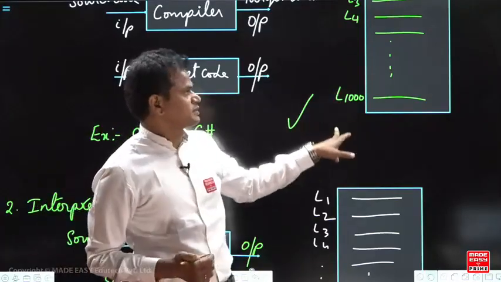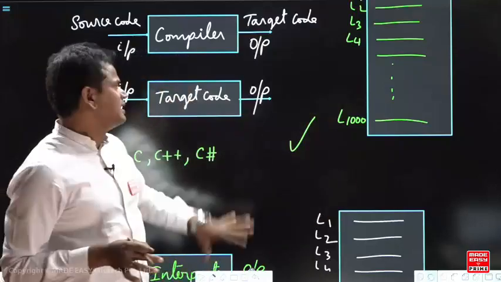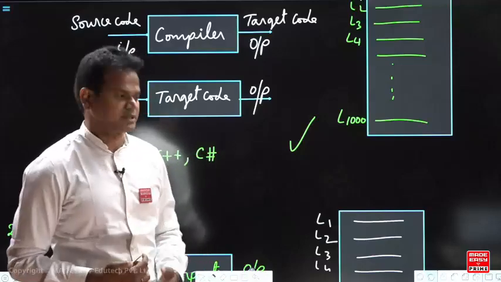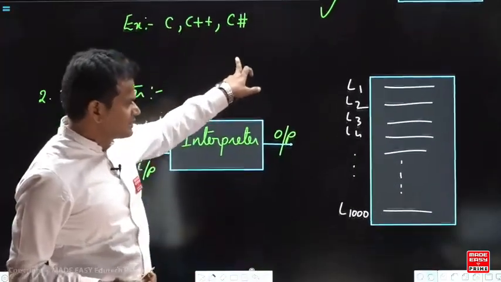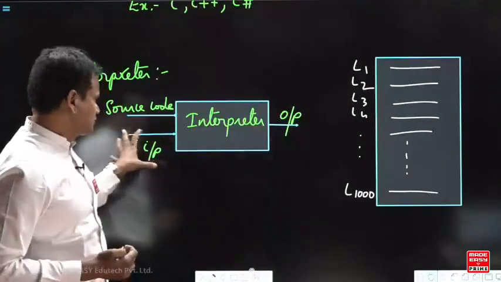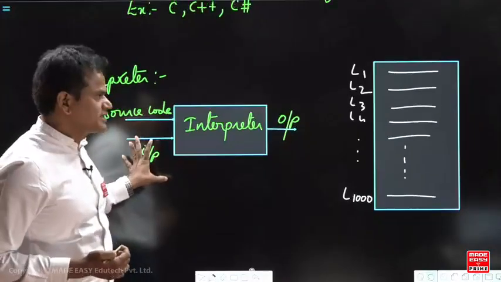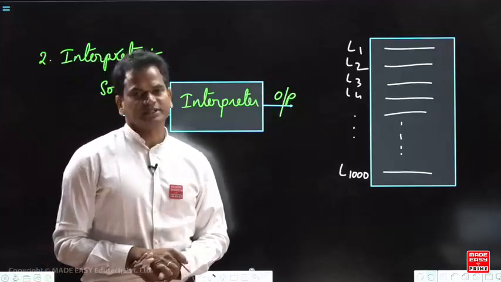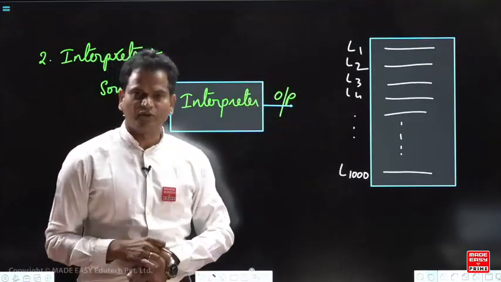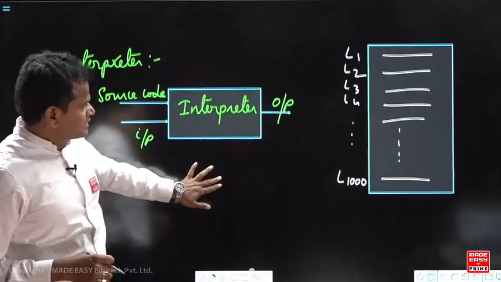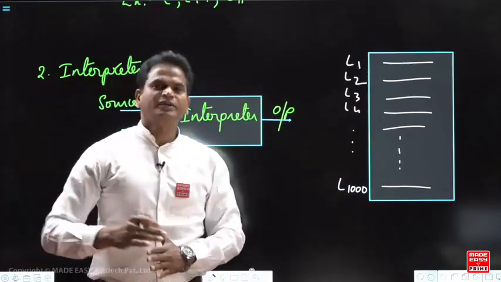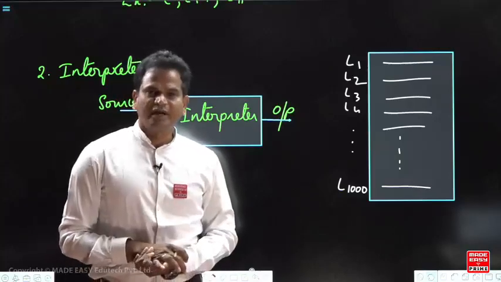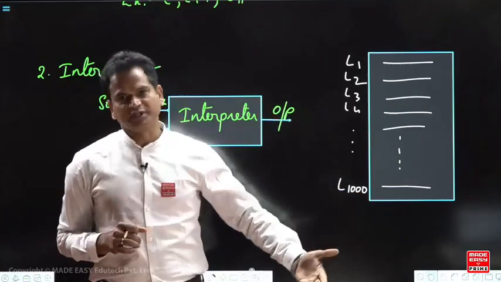And it is an offline process. Once you get the object code, for that object code we are passing the inputs. So it is an offline process. Whereas in the case of an interpreter, it executes the statement and also considers the inputs and processes the input simultaneously if any requirement is there. That is the reason the interpreter is an online process. Got it?